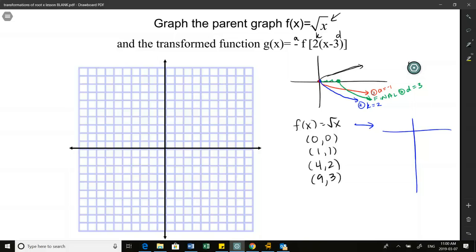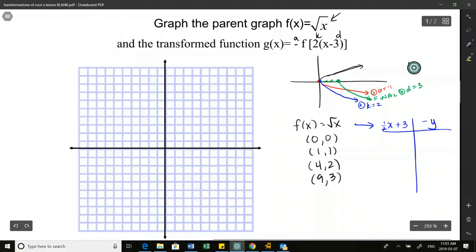Kaylin? Any idea? Well, you would have to do the kx first. So it would be 1 over 2. Good. Reciprocal of k. And what about the d? Plus 3. Got it. Good. And then the a is just -1, so we have negative y there. Awesome. So remember, reciprocal of k and switch the sign of the d value.